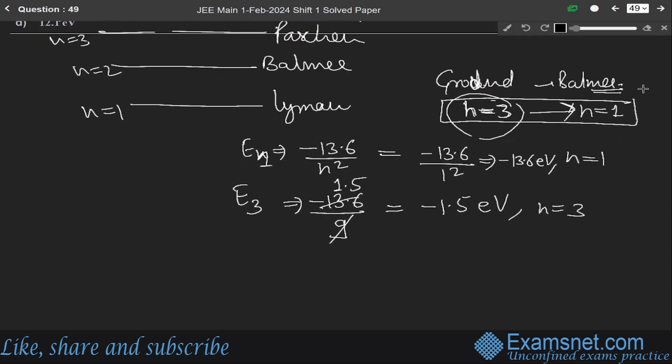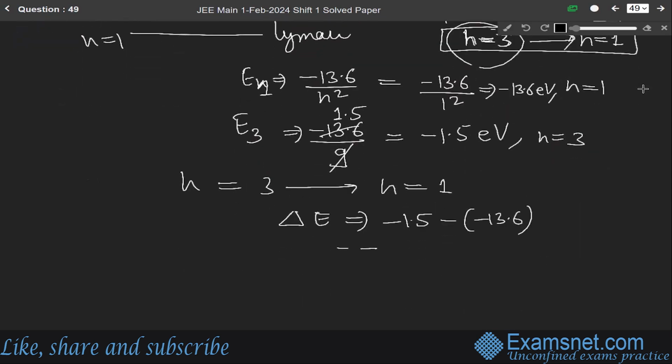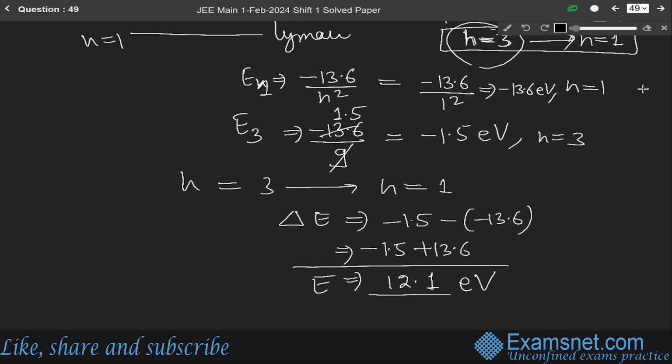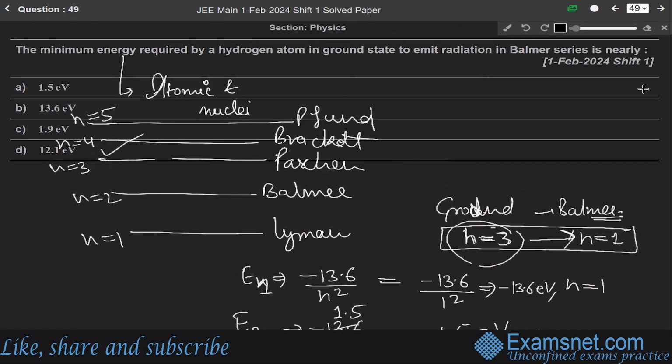Now the transition is from n equals 3 to n equals 1, so delta E will be equal to subtracting this: minus 1.5 minus of minus 13.6. So it will be minus 1.5 plus 13.6, approximately 12.1 electron volt. So energy will be equal to 12.1 electron volt. That is option D is correct.